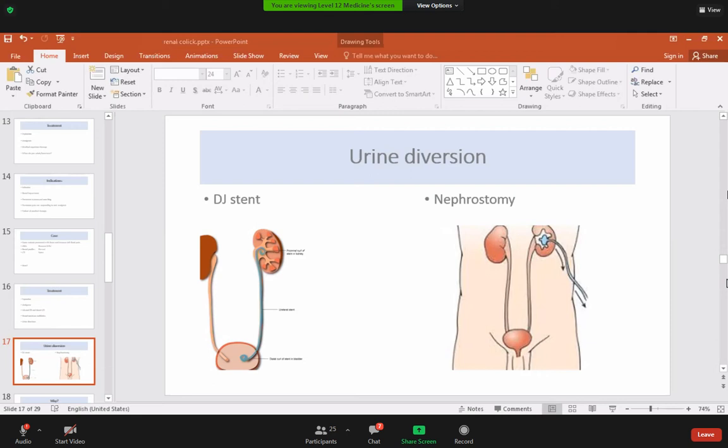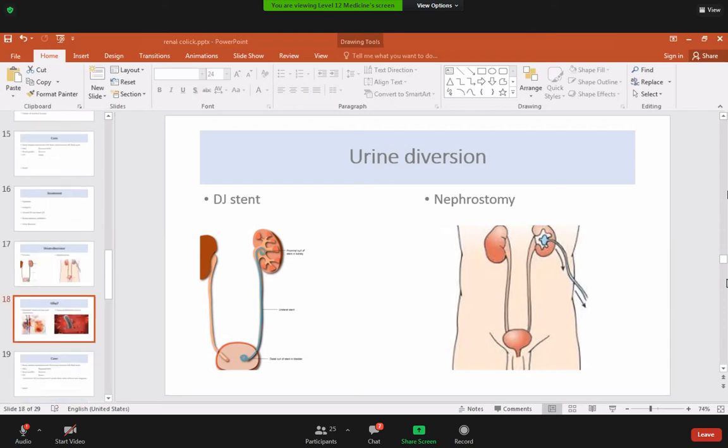And another way is we pass a double J stent. A double J stent is passed per urethrally. We pass it through the urethra into the renal pelvis, and it makes it patent, and lets the urine pass from the kidneys to the bladder.